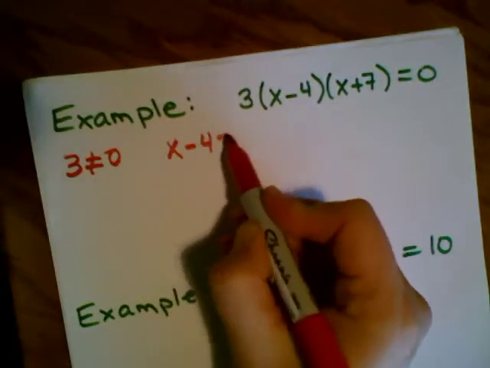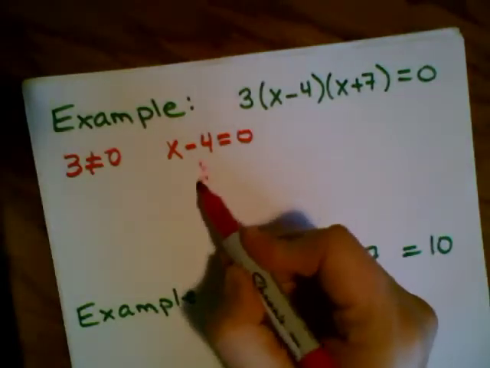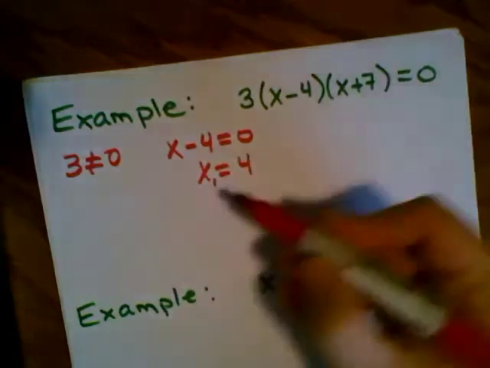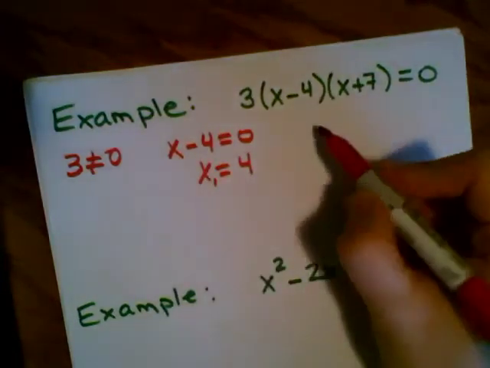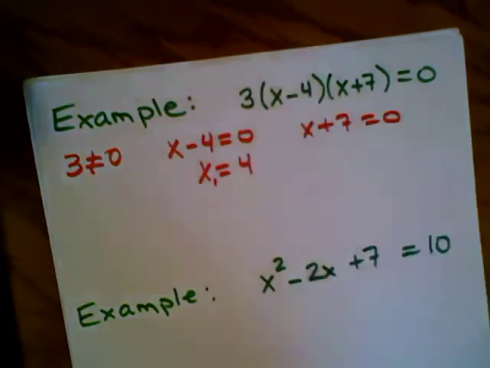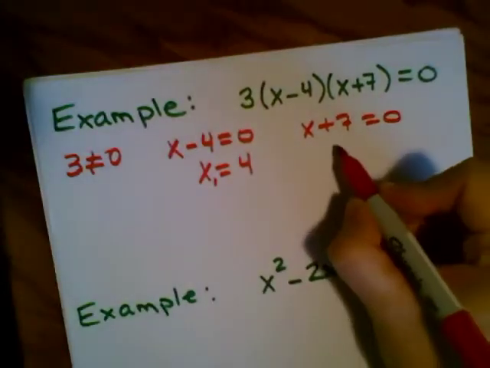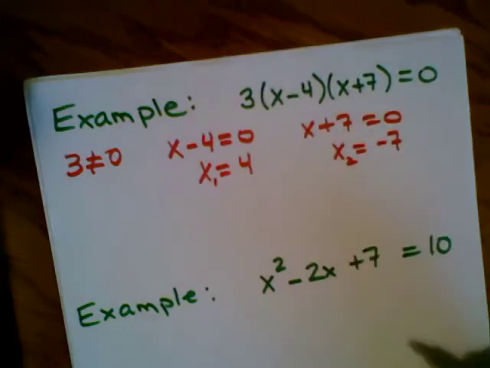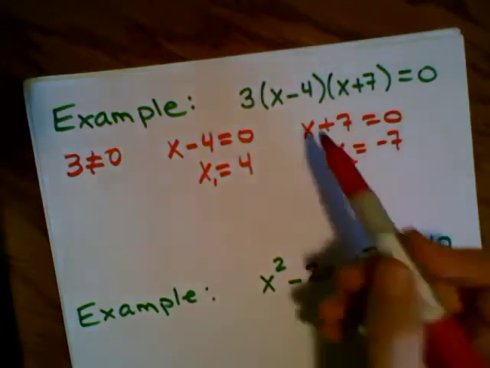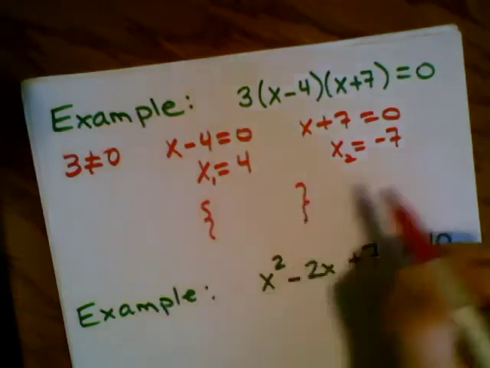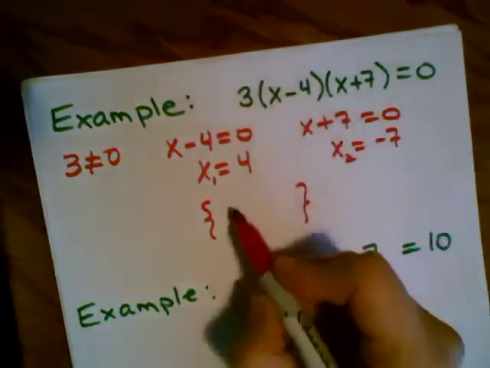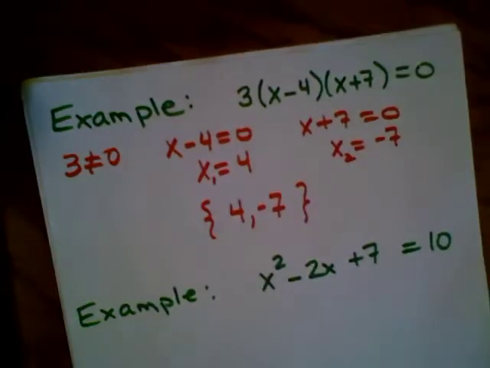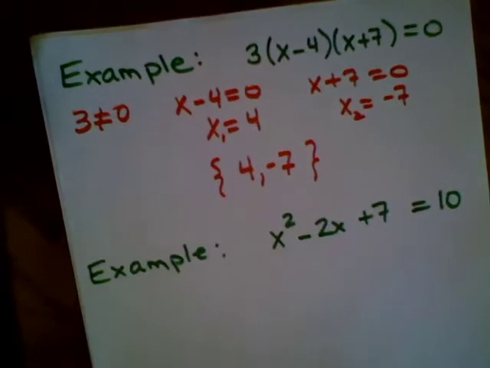So there's no solution that comes from that fact. When can x minus 4 be 0? Well, when x is 4. So that would be our first solution. And I might use a subscript 1 to distinguish it from the solution of x plus 7 equals 0. If I subtract 7 from both sides, then my second possible solution is negative 7. So the solution set for my original equation is positive 4 and negative 7. Just the list of those two values, and in any order.